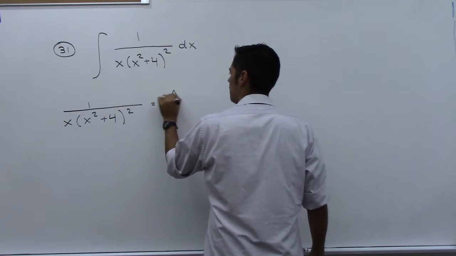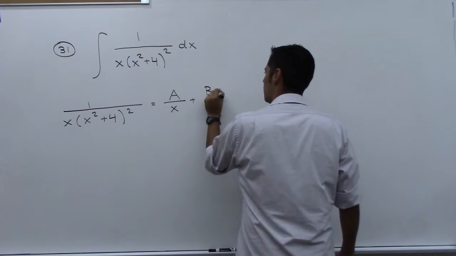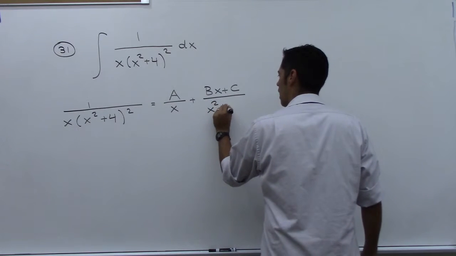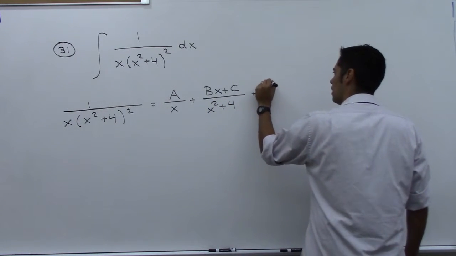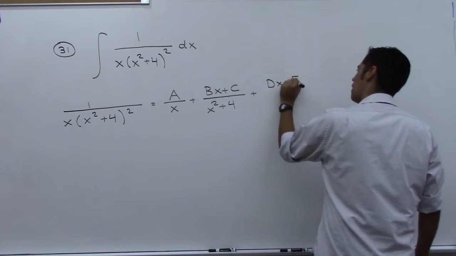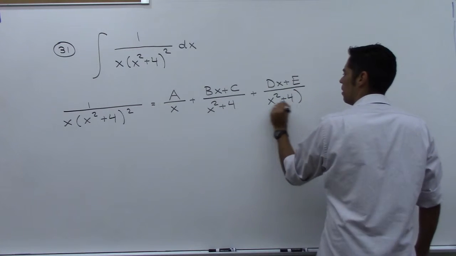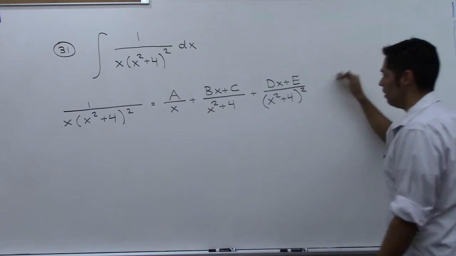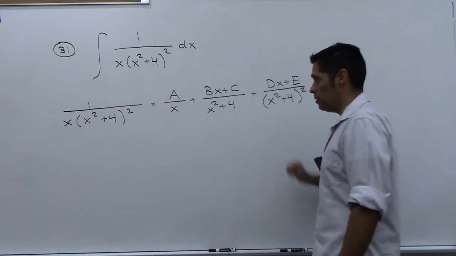as something over my distinct linear factor plus a linear expression over my irreducible quadratic plus another linear expression over my irreducible quadratic squared. And of course, if this was cubed, then I would need another one and then cubed. So I have actually 5 variables here.